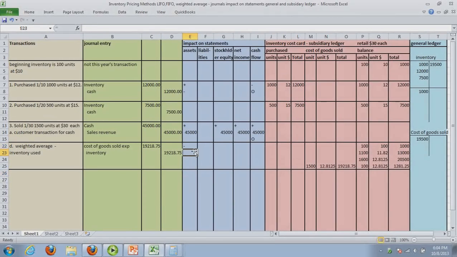And just like before, your assets, your stockholders' equity, your net income, everything would go down for that amount. I'll just put 19,219. Oh, but not liabilities. And I'll change that. So this one falls between, the cost of goods sold falls between LIFO and FIFO. If you can see, we had inflation. Our price went from 10 to 12 to 15. So clearly the prices are increasing, and FIFO gave you the lowest cost of goods sold. LIFO gave you the highest cost of goods sold, and weighted average fell in between.